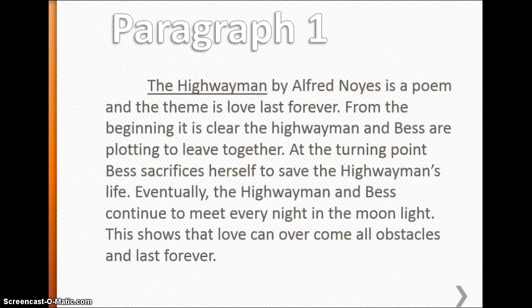Okay, let's take a look at The Highwayman. We put all our sentences together, and let's see how our paragraph looks. The Highwayman by Alfred Noyes is a poem, and the theme is Love Lasts Forever. From the beginning, it is clear that the highwayman and Bess are plotting to leave together. At the turning point, Bess sacrifices herself to save the highwayman's life. Eventually, the highwayman and Bess continue to meet every night in the moonlight. This shows that love can overcome all obstacles and last forever.